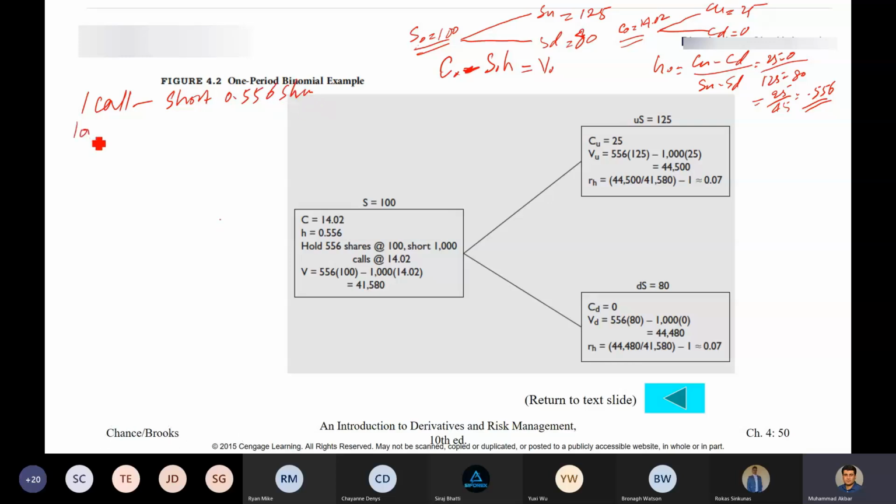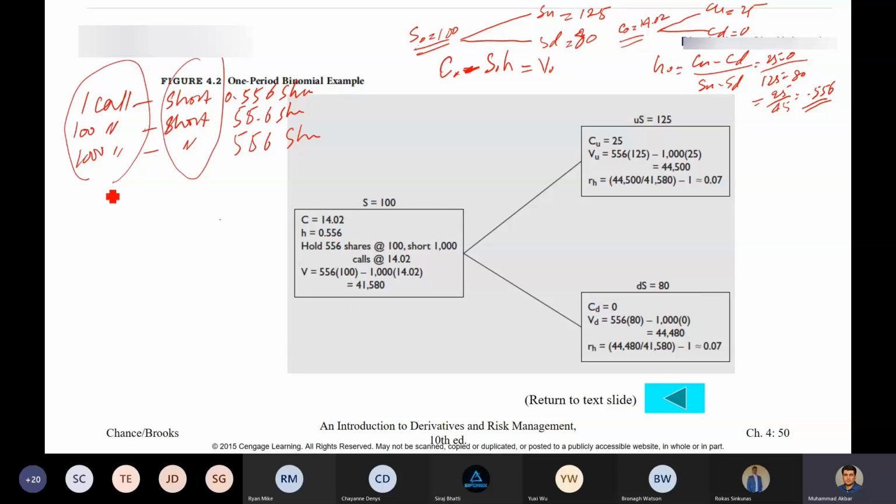So if I am buying 100 calls, I need to sell 555.6 shares. If I am buying 1000 calls, I need to short 556 shares. If I am selling calls, then to hedge the portfolio, I will need to buy the call. So here I am buying calls, so I need to short the stocks.